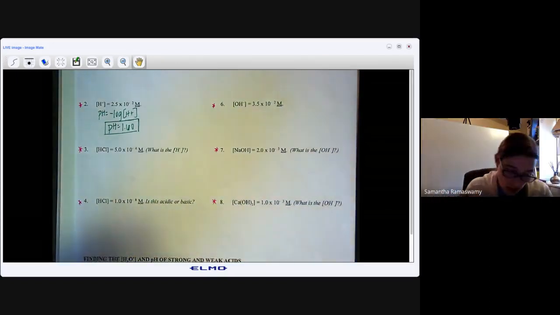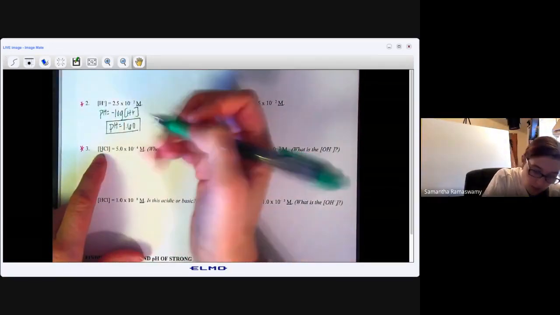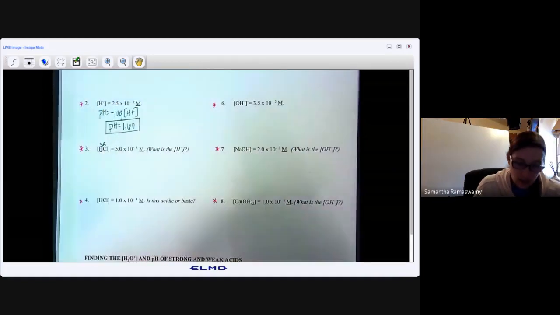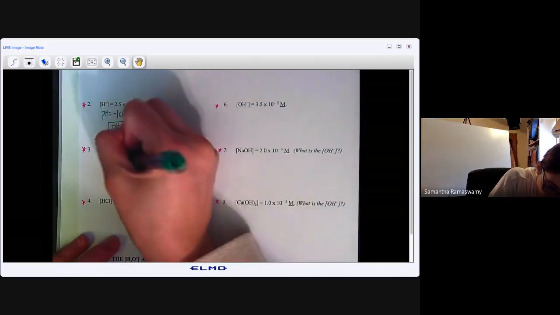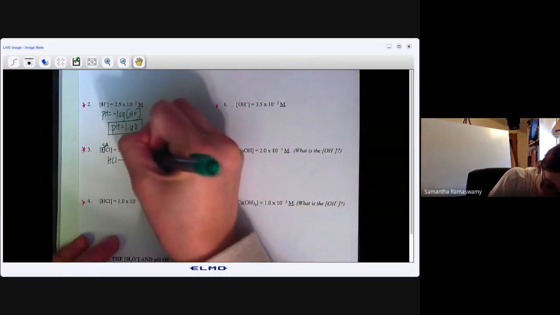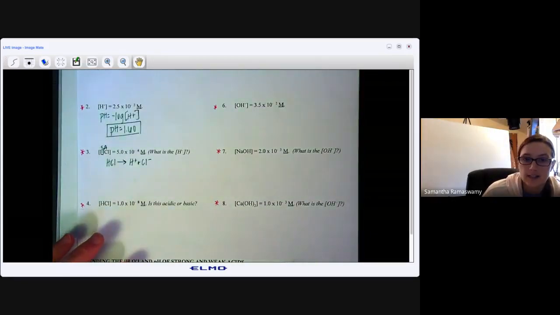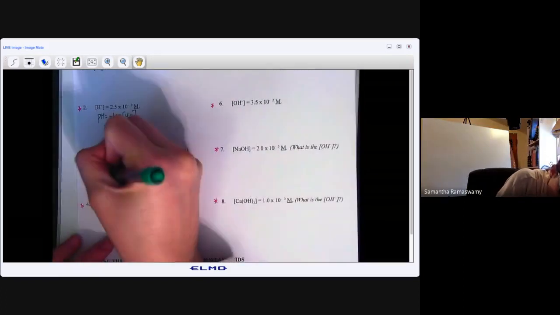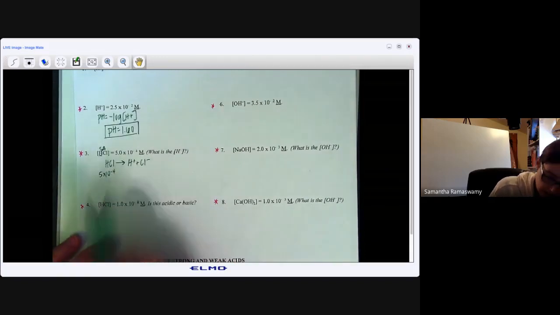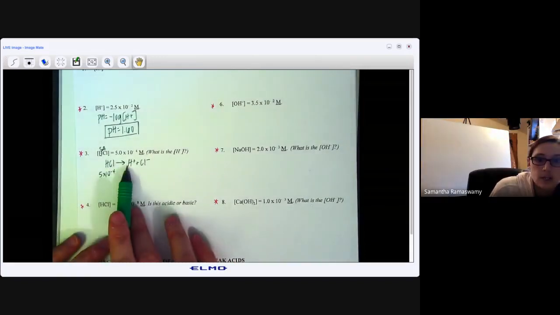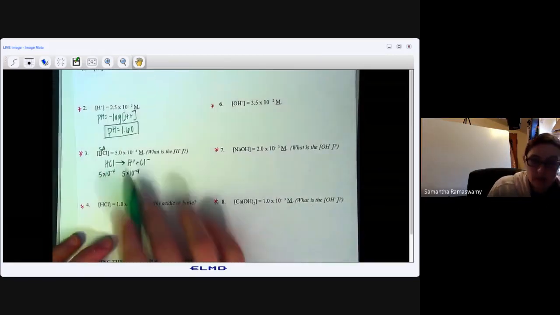So for this, we have HCl. So it starts with H, so it's an acid. HCl is one of the 7 strong acids. Now, the reason that that's important is because if we have HCl, it's a single arrow. It completely ionizes into H plus and Cl minus, which means if we have 5 times 10 to the negative 4th HCl, this is a 1-to-1 ratio. So that means that we have 5 times 10 to the negative 4th H plus.